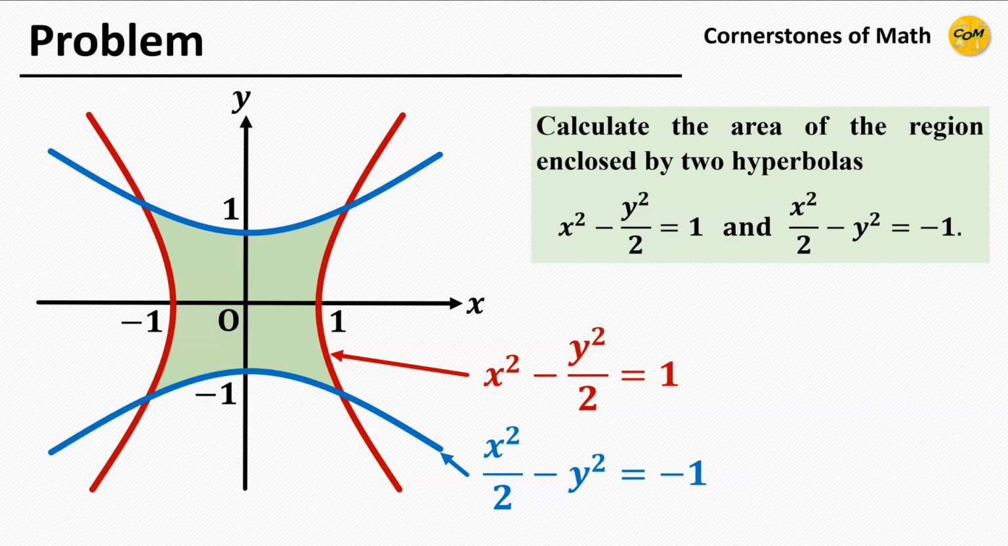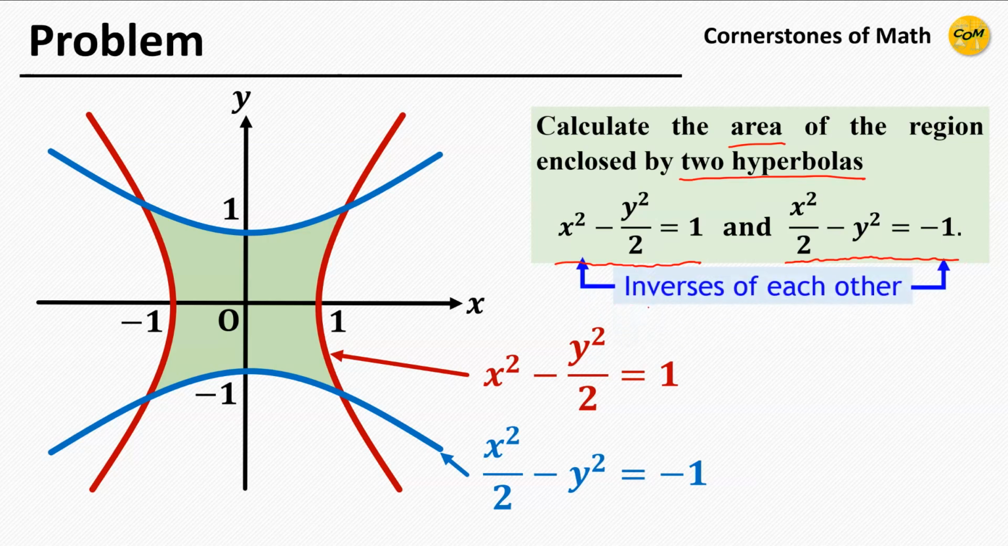Today we are going to calculate the area of the region enclosed by two hyperbolas, x squared minus y squared over 2 equals 1 and x squared over 2 minus y squared equals negative 1. Alright, let's start with observation.